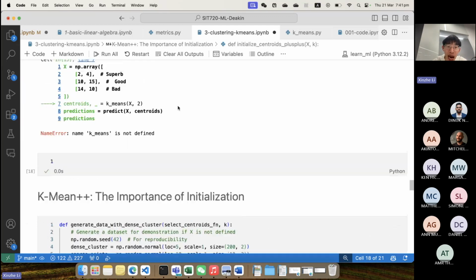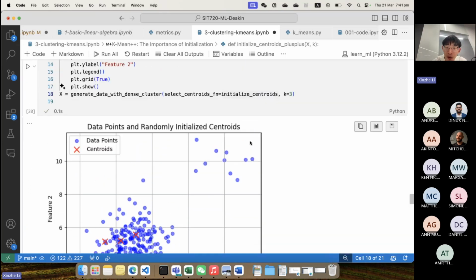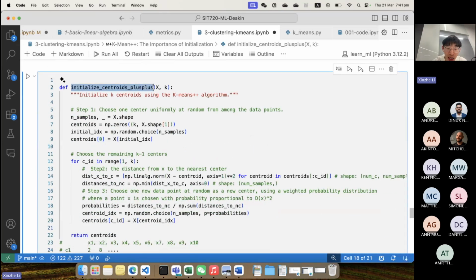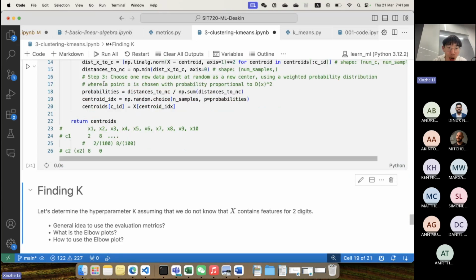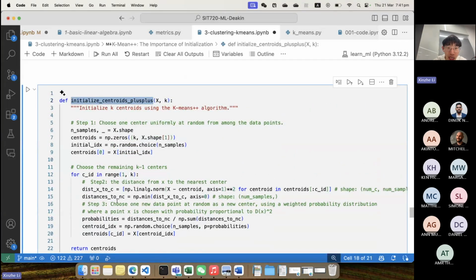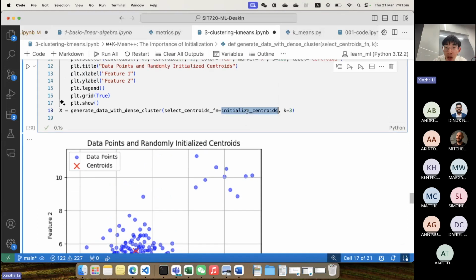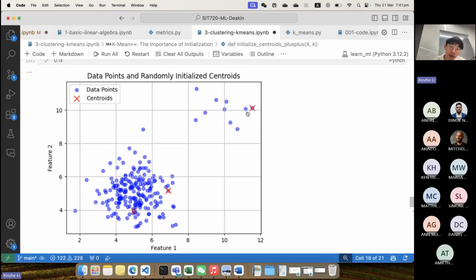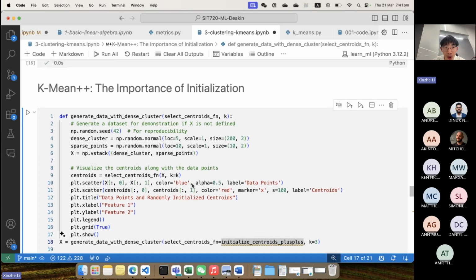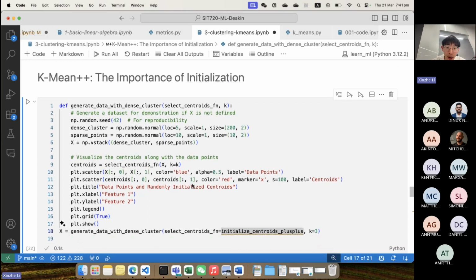But with K-means++, I rewrite this initialization function. Here I write the code. So let me run it. Now let me change this initialization. Let's see the result. Okay, you can see, very good. It puts 1 here and 2 here. It's scattered around. It covers all the clusters. It covers all the data points. That's what K-means++ does. Only the initialization phase.